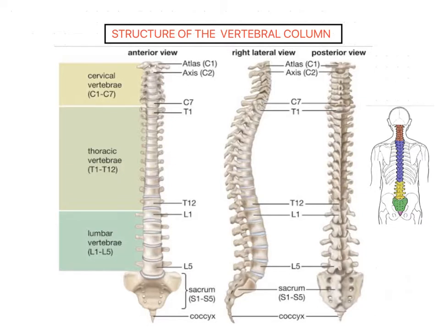33 short bones called vertebrae. From top to bottom, here you can see it is called the vertebral column, and it is made up of 33 short bones called vertebrae, and it resembles a curved rod.